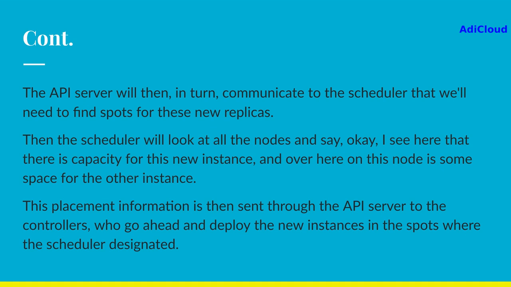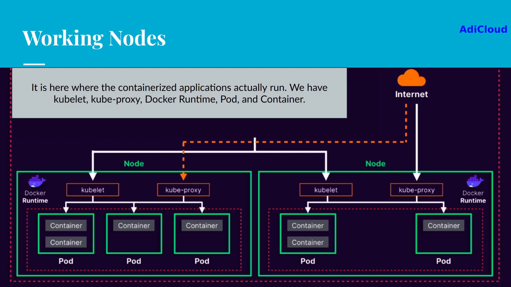Then the API server will ask the scheduler to find a slot in the worker node where these 2 new instances should be deployed. When the scheduler finds a spot, then through the API server this information is sent to the controller, where the controller will make sure that the current state is equal to the desired state, and will go ahead and deploy your instances to the designated spots. Now on the worker node side we will discuss each step, and then we will also look into the workflow, how worker nodes work.